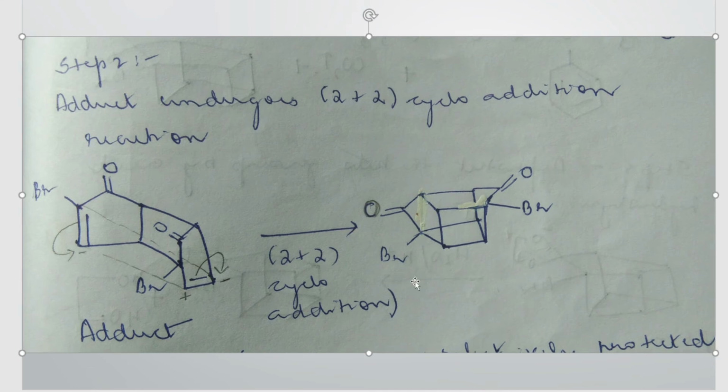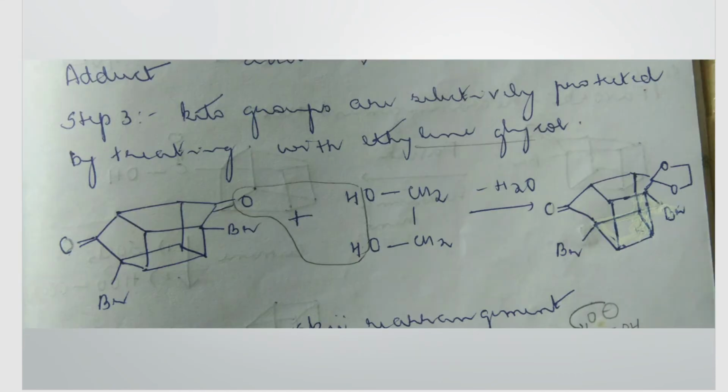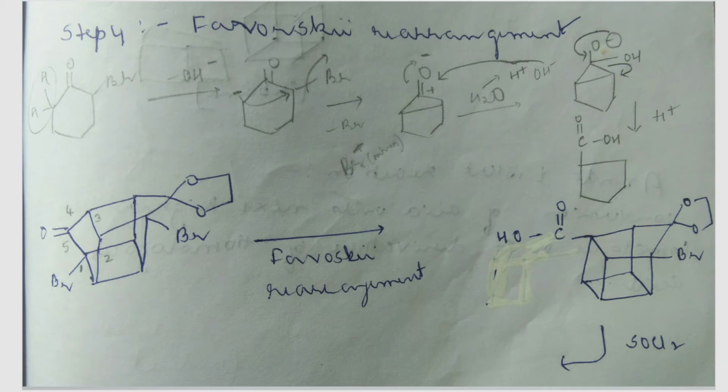So in order to do that, we have to protect the other side. When we are dealing with one side at a time, we have to protect the other side so that it will not undergo any reaction. So we are using a protecting group here because we have a ketone functional group. So a protecting group like ethylene glycol is used, so that it does not undergo any reaction. Because of the protecting group, that side will remain inert.